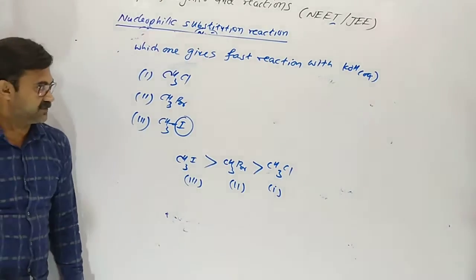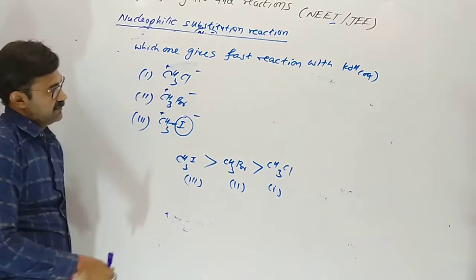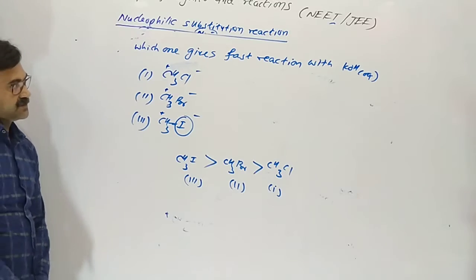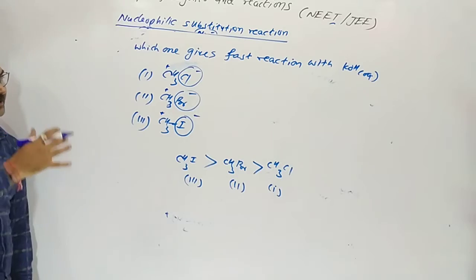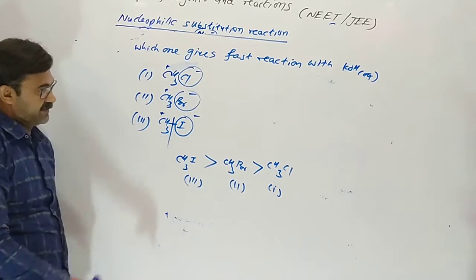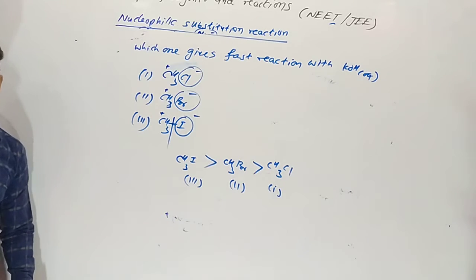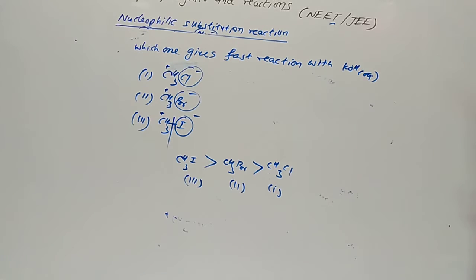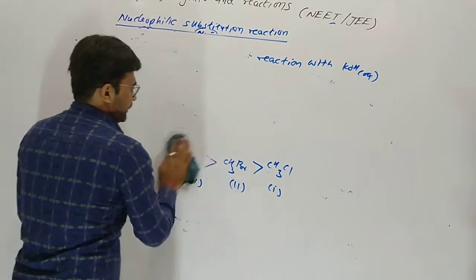So with KOH, which one gives faster? Whenever the alkyl group is the same, we have to check the halogen. Iodine is big in size, so the bond breaks easily here. So iodomethane, then bromomethane, and then chloromethane give a reaction in sequence. Now what about reactivity order? Give the reactivity order.